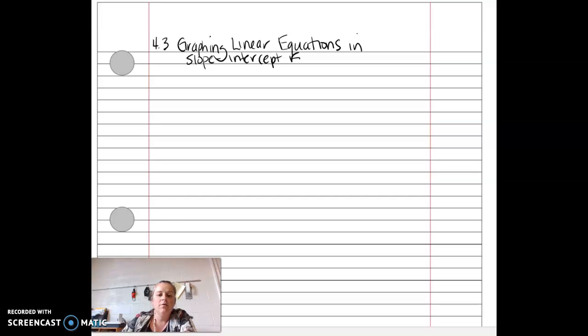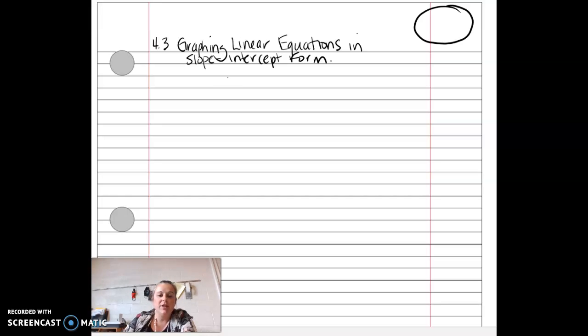All right, today we're going to get into graphing linear equations that are in slope-intercept form. So you want to make sure you put these in your table of contents. It'll be under 4.3, graphing linear equations in slope-intercept form. Put your page number at the top and make sure you put this in your table of contents.